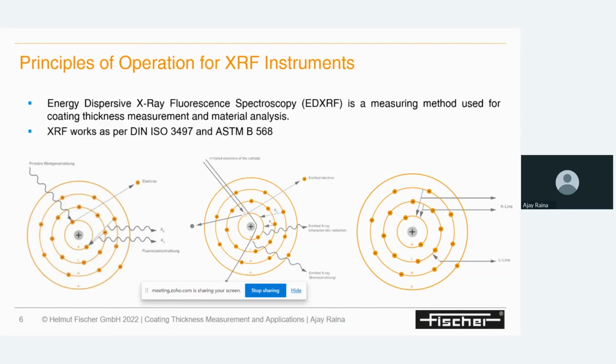Coming to the working principle, EDXRF is a technique where we check the coating thickness and do composition analysis. The working is based on ASTM B568 and ISO 3497. This diagram looks a little complicated, but it's very simple. The principle of XRF is very simple and easy to use. I will describe this slide in the next one, so I'm going to the next slide.